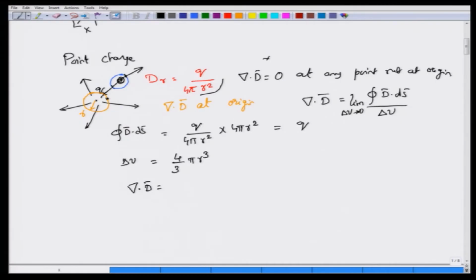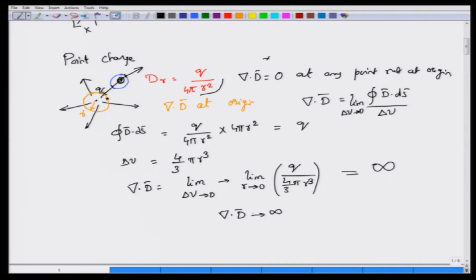Okay. Now, to obtain the divergence at a point at origin, I am going to let the volume element go to 0, which is equivalent to letting r go to 0. If I do that, then the numerator is constant q, the denominator has some 4/3 pi r cube, and as r tends to 0, what happens to this quantity in brackets? This quantity just shoots up to infinity, right. So, the conclusion is that del dot D goes to infinity.